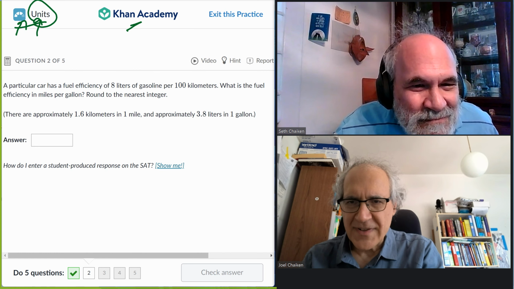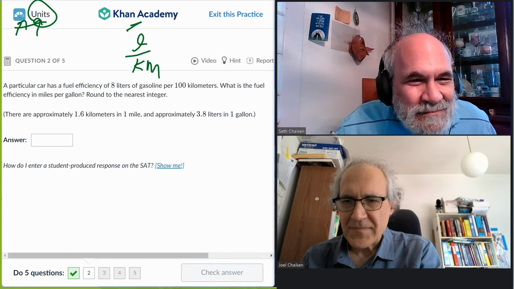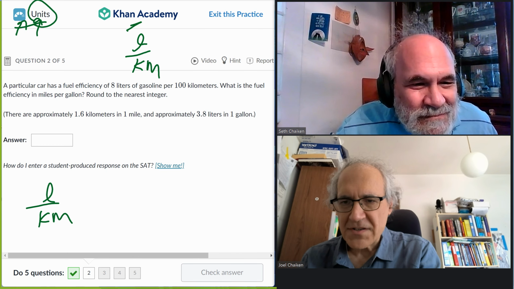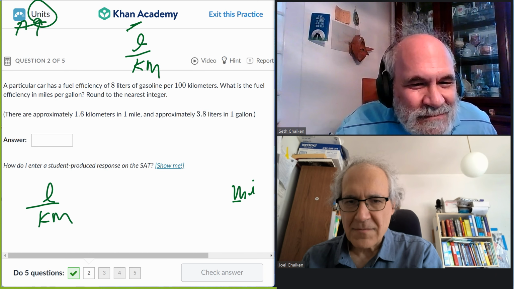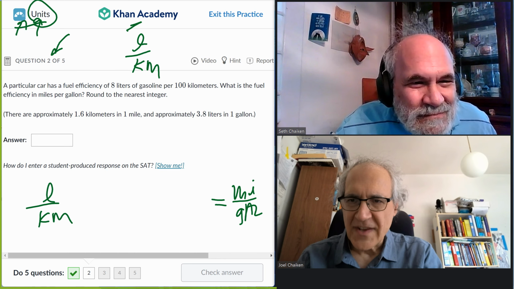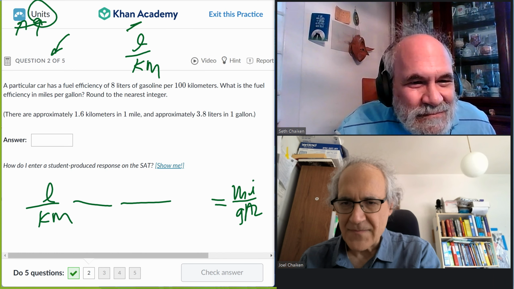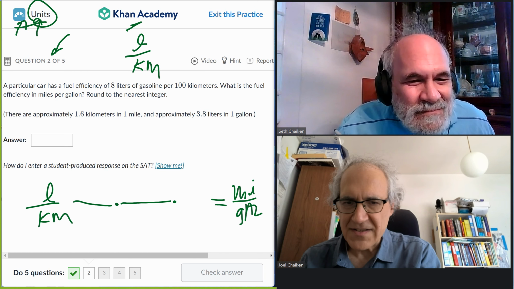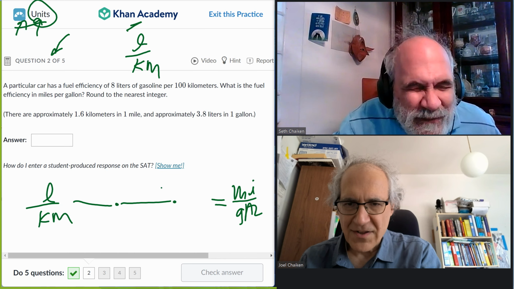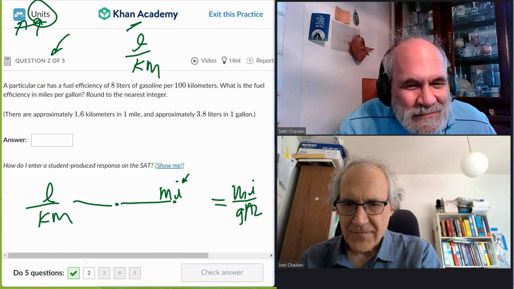Aha! They give it to us in liters per kilometers, and we want miles per gallon. This is a unit conversion. We did one of these already. See, that's why we're on question 2. They tell us the conversions, don't they? Well, a great way to do this is to use what's called unit analysis. If we want miles here, then if we have miles in the numerator, we want miles in the numerator here.